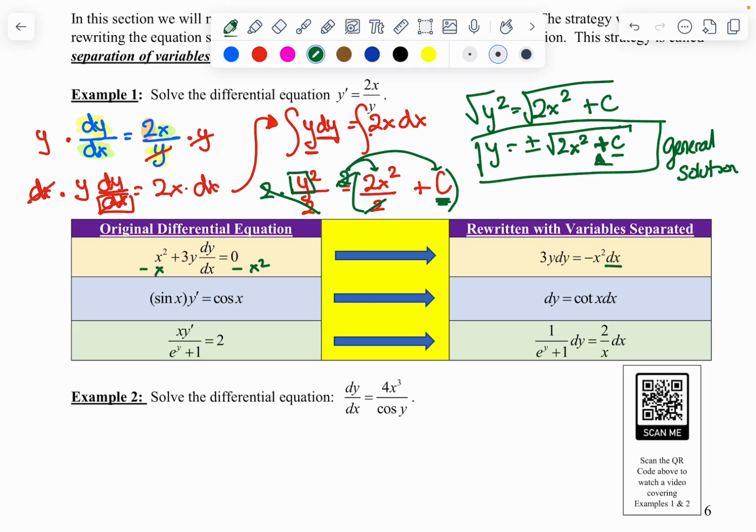A problem like this where it's y prime, remember that y prime just means dy dx. And both of these are x. So we want to divide both sides by sine of x. And then using our trig definitions and trig identities, cosine over sine just becomes cotangent of x dx.